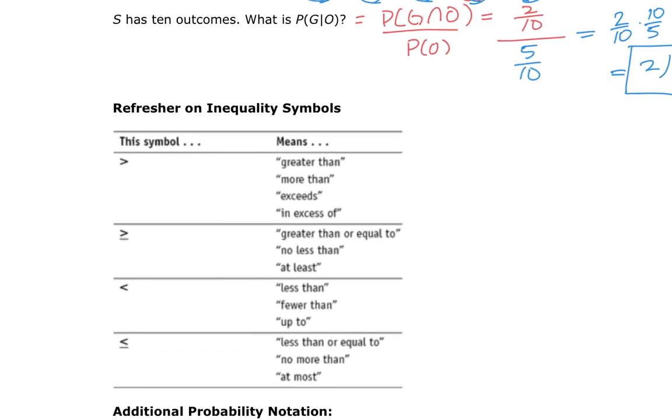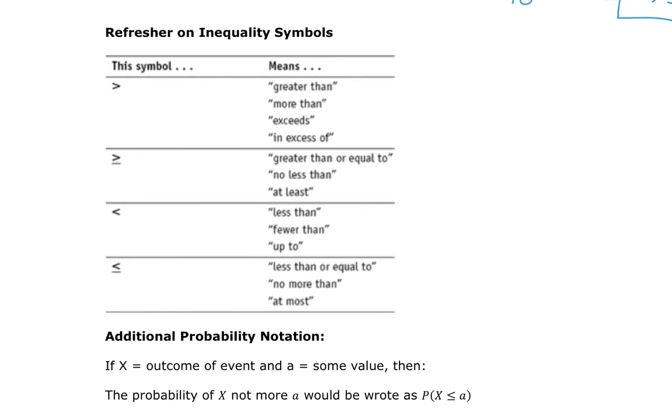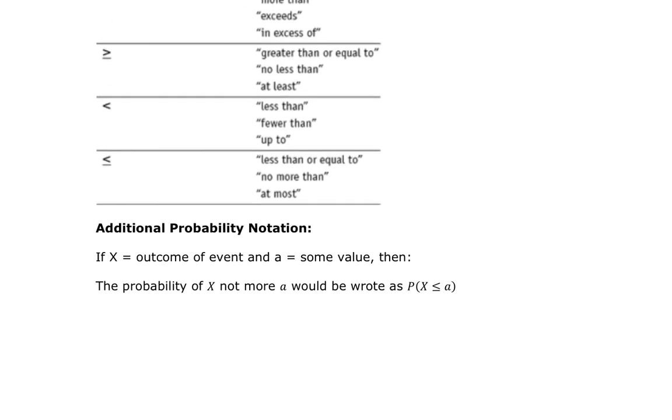Now here's a refresher of some symbols that you might need. So here's the greater than, which these are the words you would be looking for. Greater than or equal to, these would be the words that you would be looking for to translate into that symbol. Less than and less than or equal to. If X is an outcome, an event, and A is some value, then sometimes the way that we may do this is the probability of X not more than A would be written as the probability of X less than or equal to A. So you might see this on the homework. Here's some notation, and that's it for this video.